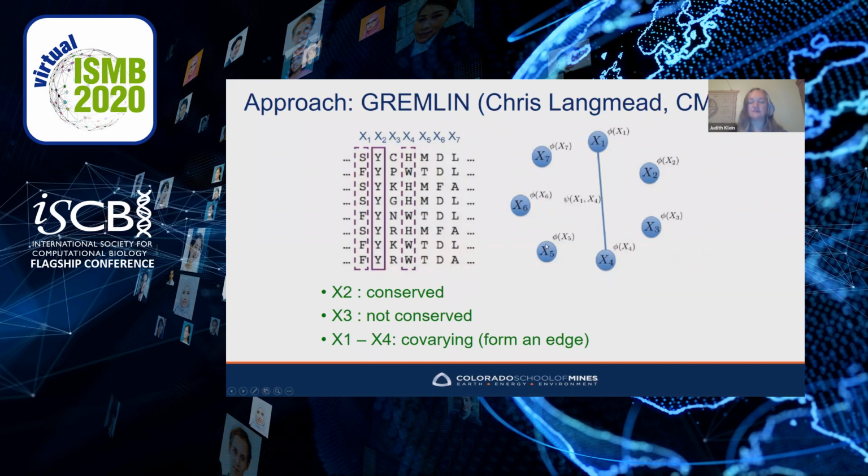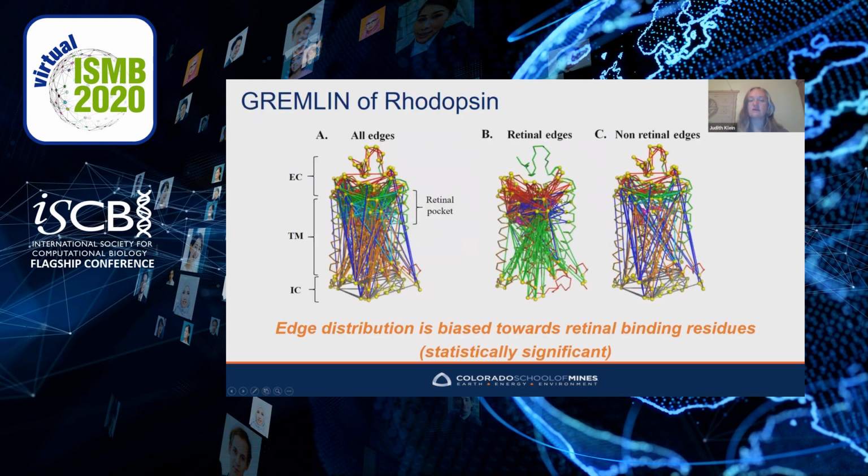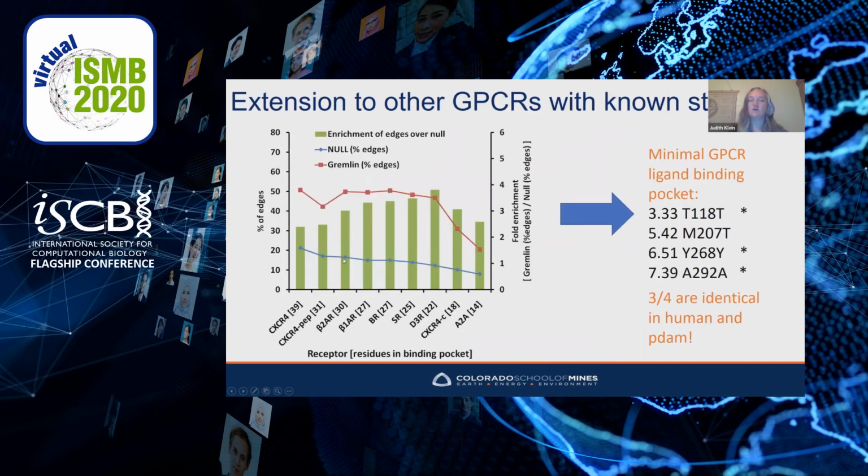edge potentials. We've applied the GREMLIN model to the rhodopsin structure, and what you can see here is that many of the edges involve the retinal ligand. To verify whether or not this is true also for other GPCRs, we first looked at the null distribution for the GPCRs for which there were crystal structures available at the time, which you can see here on the x-axis with these numbers representing the ligand binding pocket size.